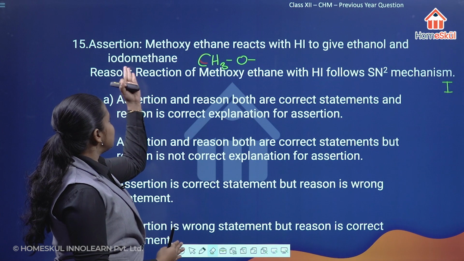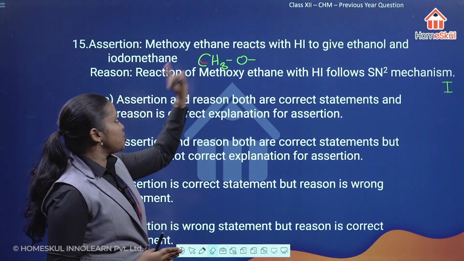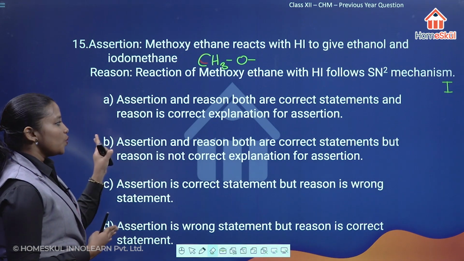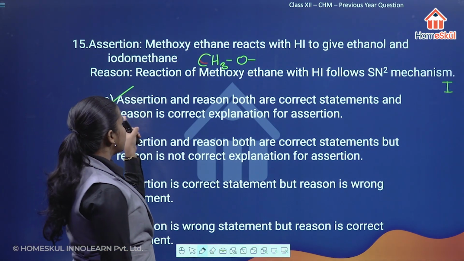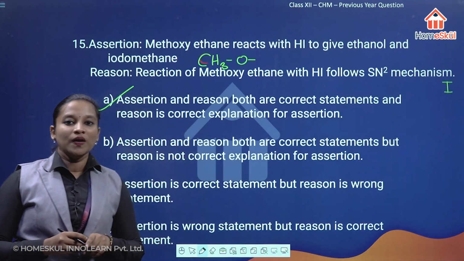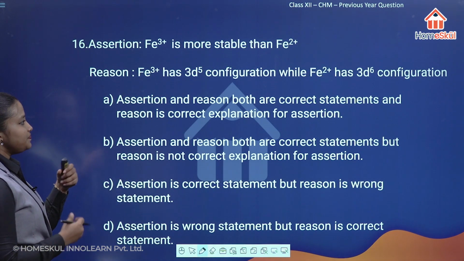So, both assertion and reason are correct, and the reason is the correct explanation of the assertion. So, the correct option is A. Assertion and reason both are correct statements, and the reason is the correct explanation for the assertion. Okay, now moving on to the next.